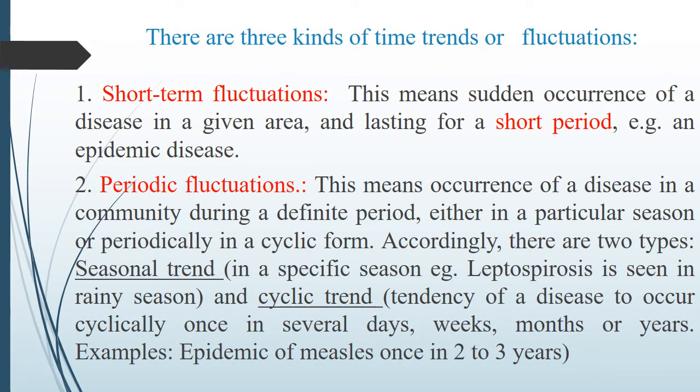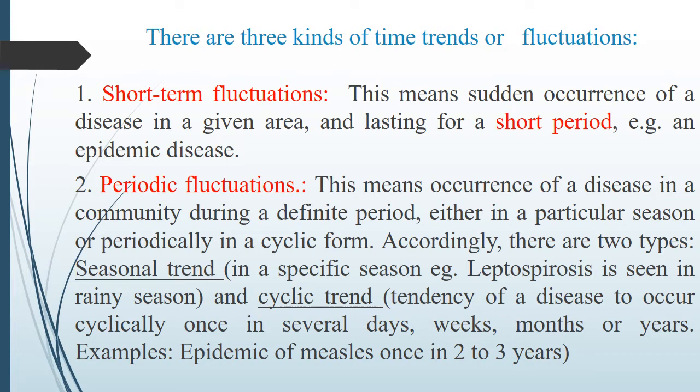Under the time distribution, we have three kinds of time fluctuation. First one is short-term fluctuation, second is periodic fluctuation, and third is long-term fluctuation. So we will see the first, short-term fluctuation. Short-term fluctuation means the disease suddenly appears in a certain short period, and after that the disease will disappear. Example, an epidemic disease.